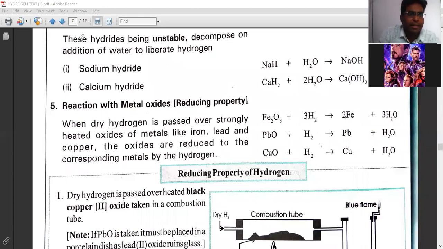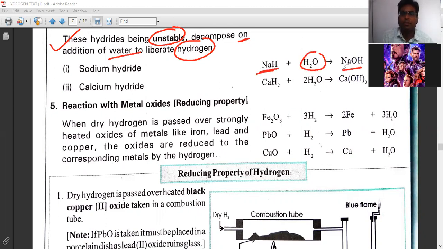So look at the next point. These hydrides being unstable decompose on addition of water to produce hydrogen gas. Whenever a metal hydride reacts with water molecules, it produces hydroxide and hydrogen gas is liberated. You can see it in the example: when calcium hydride reacts with water molecules, it produces calcium hydroxide and hydrogen gas is liberated.